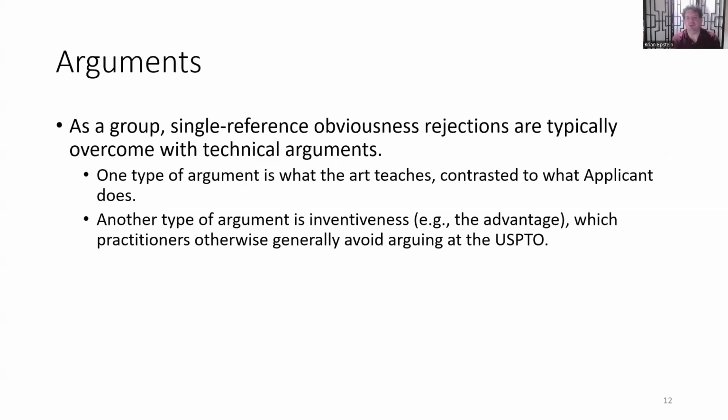As a group, single reference obviousness rejections are typically overcome with technical arguments. Again, that's not always the case, but that's a bit different than our normal practice. And that is generally the way. One type of argument in this regard is what the art teaches, contrasted to what the applicant's claim does. Another type of argument is inventiveness. For example, the advantage, which, as I mentioned, practitioners otherwise generally avoid arguing at the USPTO.